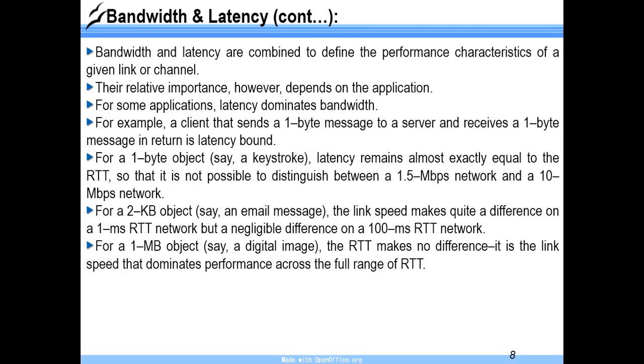So it's not possible to distinguish between a 1.5 Mbps or 10 Mbps network, because the link speed would not be relevant. For an email message of 2 kilobytes, the link speed would make a difference on a 1 millisecond RTT network, but be negligible on a 100 millisecond RTT network. And for a 1 megabyte object, like a digital image such as a PNG or GIF, the RTT makes no difference. It is the link speed that dominates performance across the full range of RTT. Bandwidth here dominates over latency.